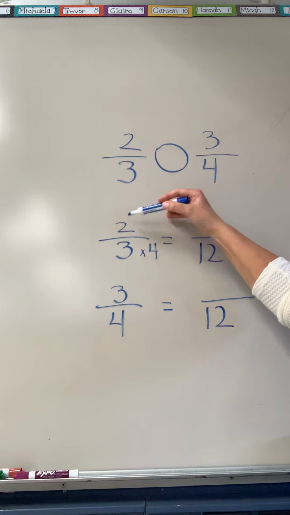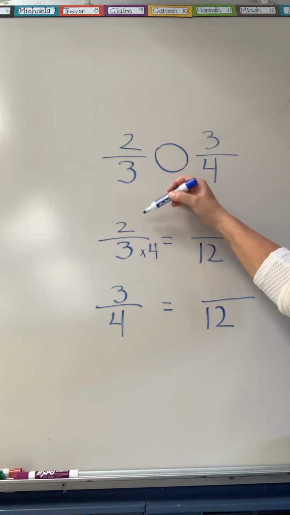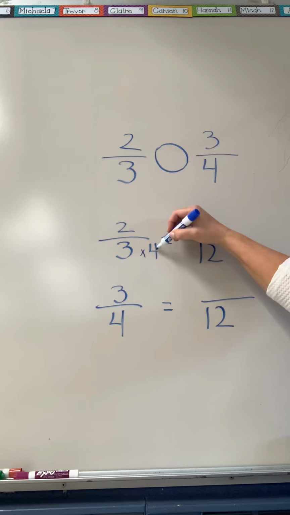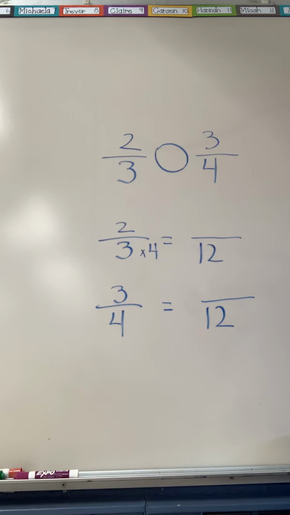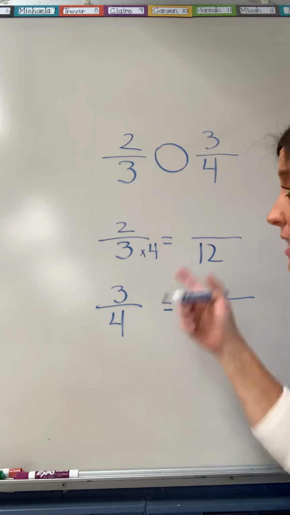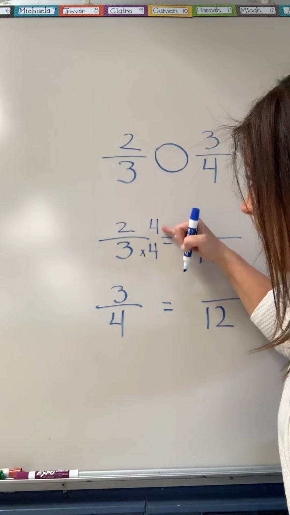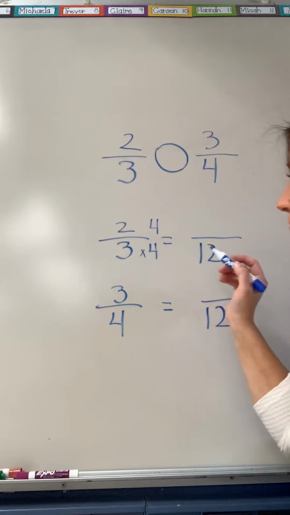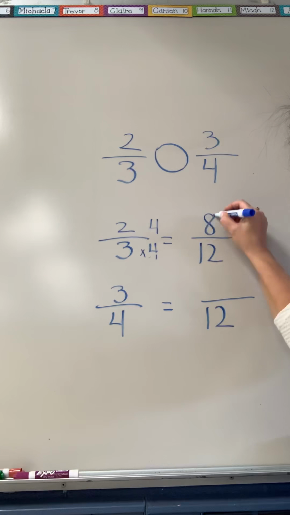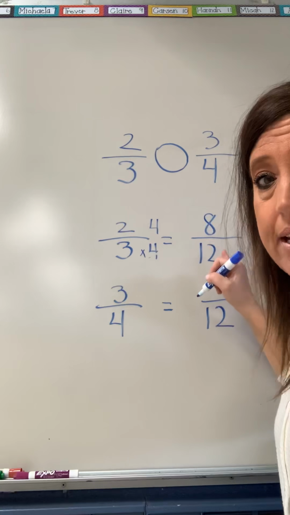Because remember, when I multiply a fraction by a number that is the same numerator and denominator, that's the same thing as multiplying the fraction by one whole. The one whole can look different though. In this case, our one whole looks like 4/4, okay? So 3 times 4 is 12, 2 times 4 is 8. So 2/3 is equivalent to 8/12.